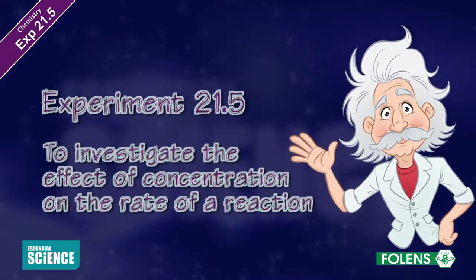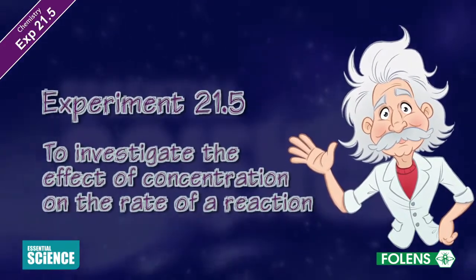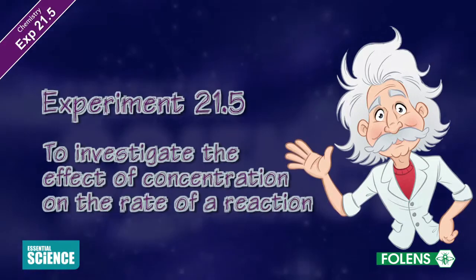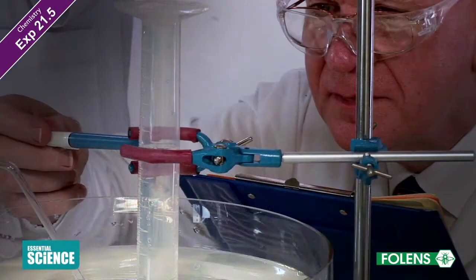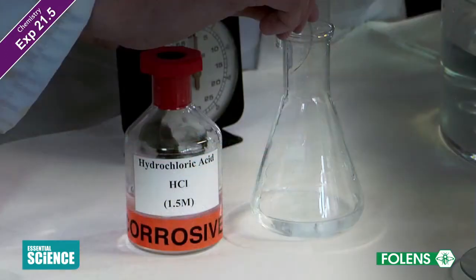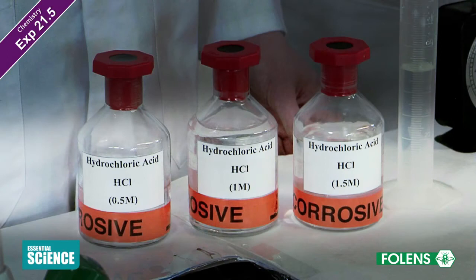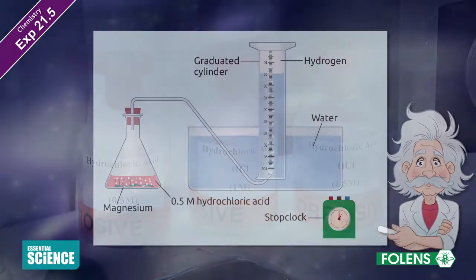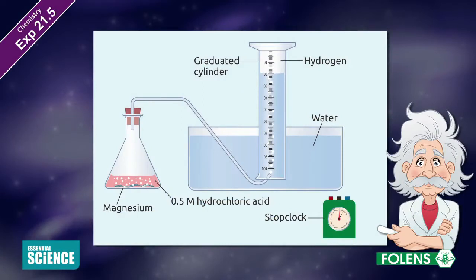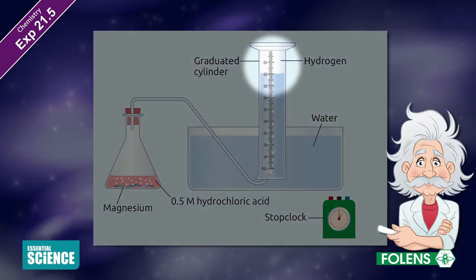Experiment to investigate the effect of concentration on the rate of reaction. In this experiment, we will investigate the effect that the concentration of the chemicals taking part in a reaction has on the rate of reaction. We will react magnesium with different concentrations of hydrochloric acid. We will study the rate of reaction by collecting the hydrogen gas over water in a graduated cylinder as shown on the screen.